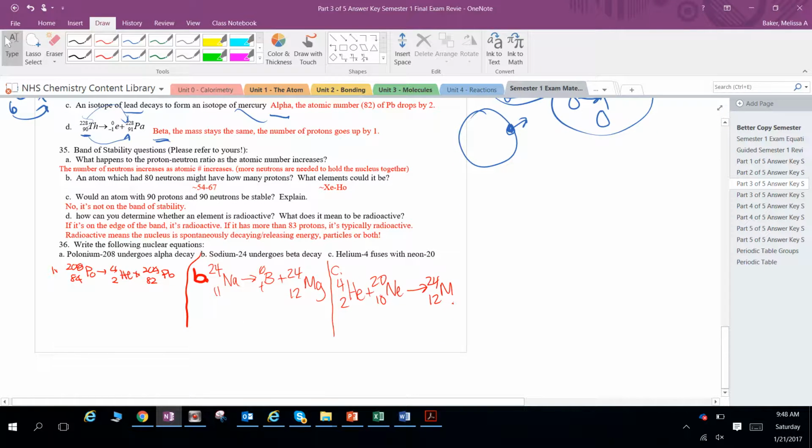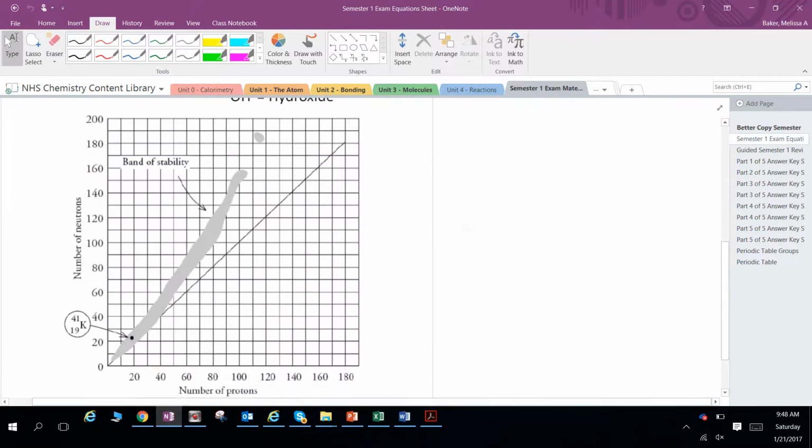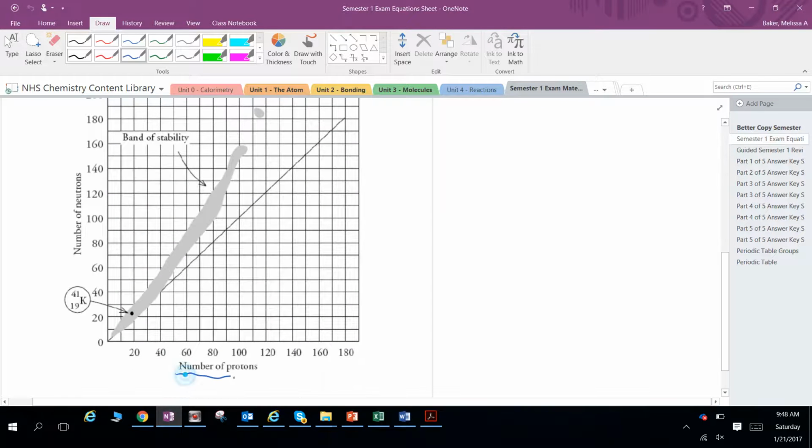Number 35 wants you to refer to your band of stability. So let's go to our semester 1 exam equations. I want to remind you about this: it's number of protons on the bottom, number of neutrons on the side, and you basically just graph how many protons and neutrons there are in your atom, and if it falls in the center of the band, then it's something that's stable. If it's something on the edge, then it's probably radioactive and unstable. Okay, and if it's out here, it probably can't exist for very long, if not at all.